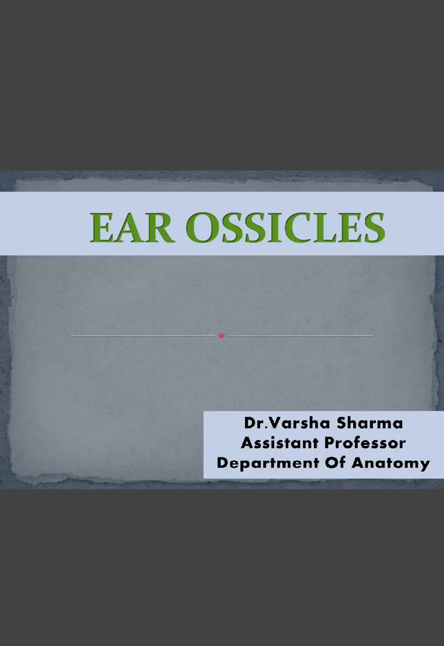Good morning, students. Today we'll discuss the anatomy of the ear ossicles. There are three ear ossicles, three small bones in the middle ear cavity. We'll discuss their structure and the basic joints that they form together.